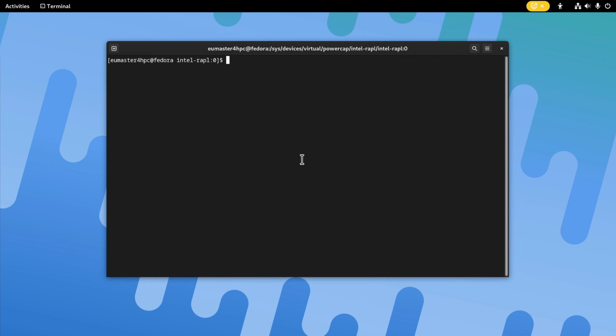When measuring energy consumption using the energy counter, it is important to take into account the possibility of counter overflow. When the counter reaches a predefined maximum value, it will be reset to 0. Let's see this in action. The maximum value of the counter is specified by the file max_energy_range_uj.